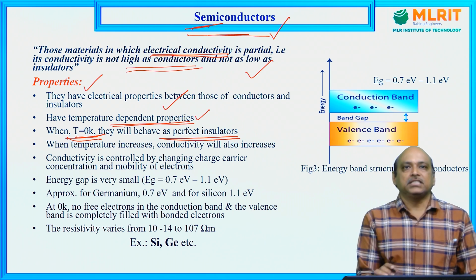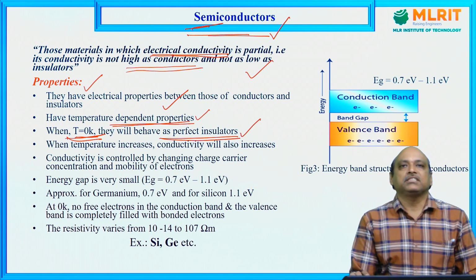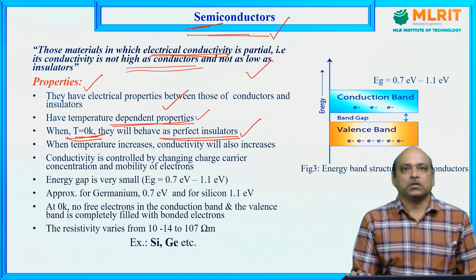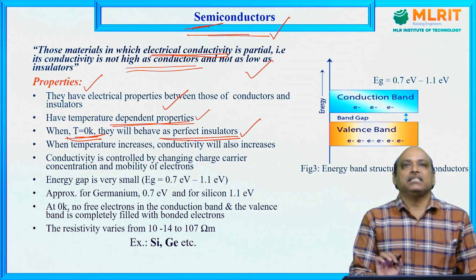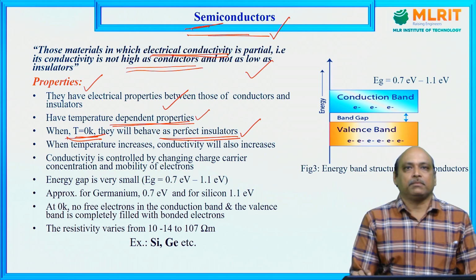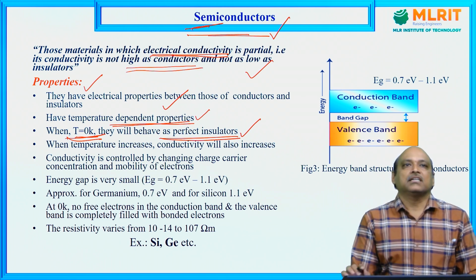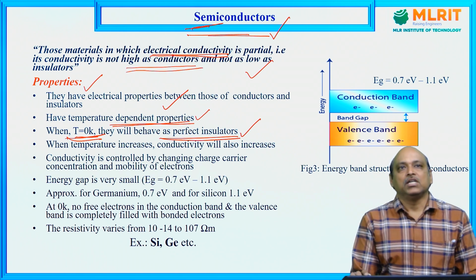When temperature is 0, all the electrons which are available are bonded electrons only. Covalent bonds are completely there between silicon to silicon or germanium to germanium. That's why no free electrons are available. Hence that material is going to behave as a perfect insulator, like that we are calling. So these materials will have temperature dependent properties.